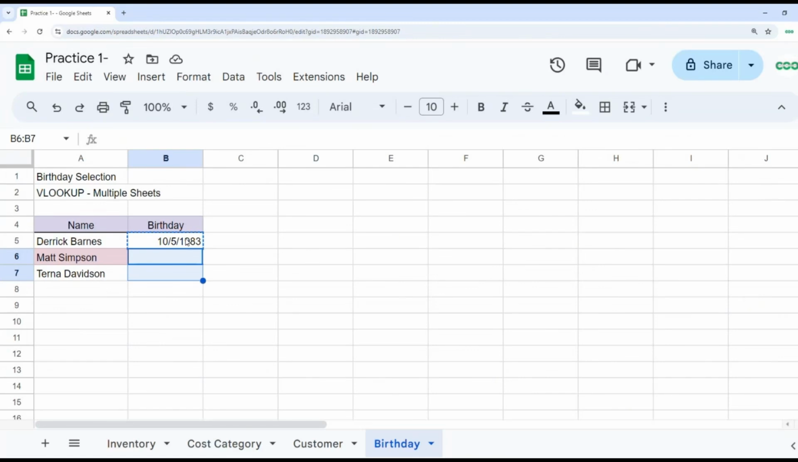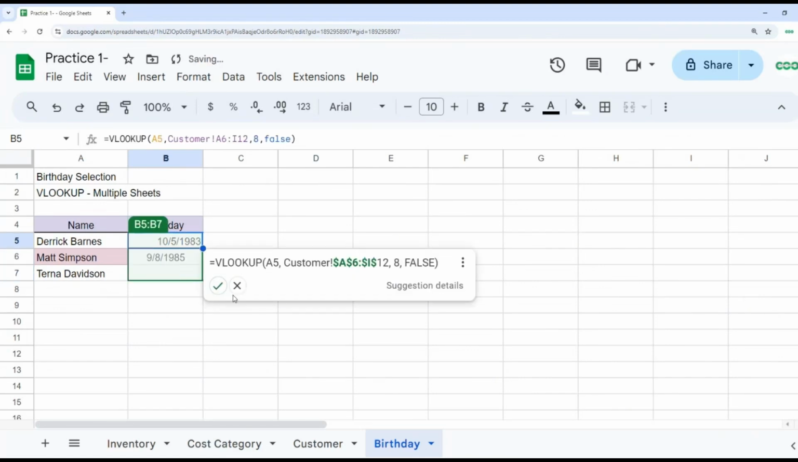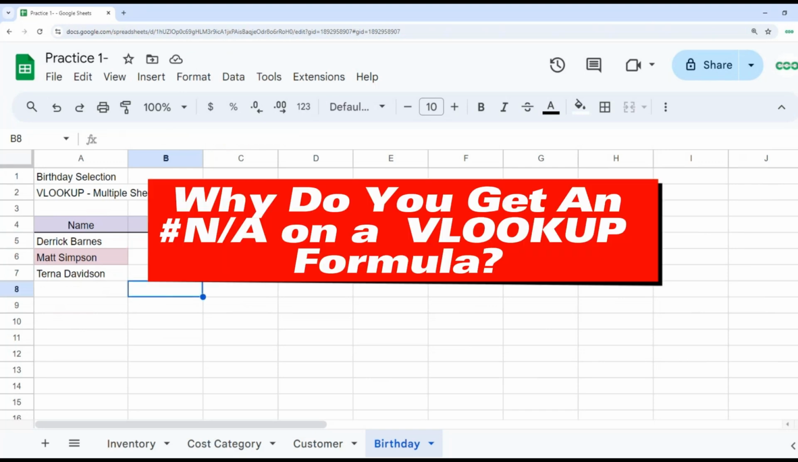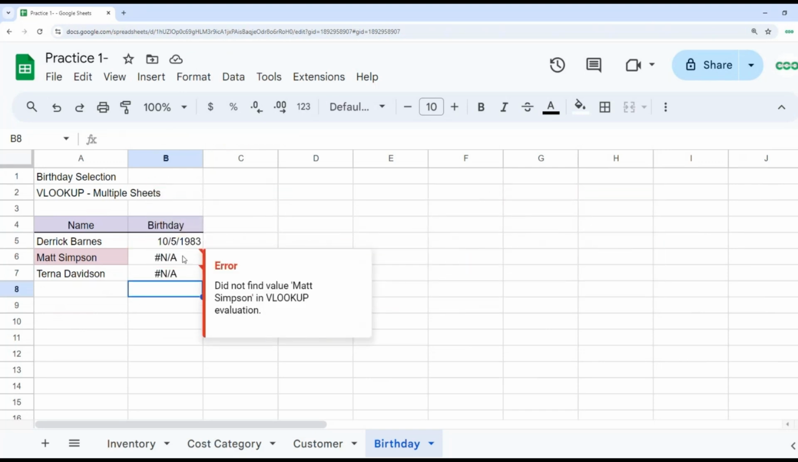to B6 and B7. Oops, we got an NA for Mr. Simpson and Ms Davidson. Why? Why do you get an NA on a VLOOKUP formula? There are a couple of reasons you may get an NA returned with the VLOOKUP formula.